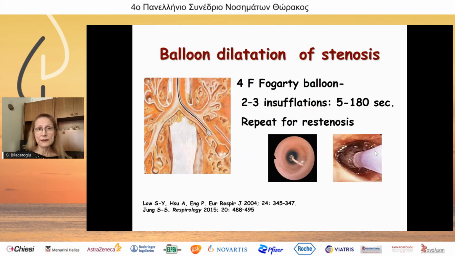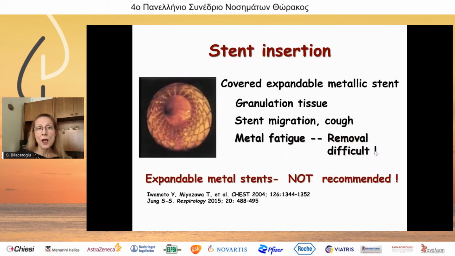In balloon dilatation, as shown here, we can use a 4 French Fogarty balloon catheter. We can insufflate 2 or 3 times, about 5 to 180 seconds. If there is recurrence, the procedure can be repeated.